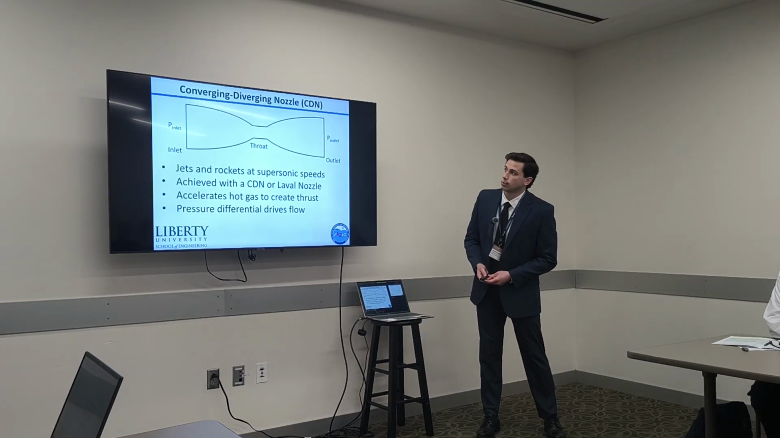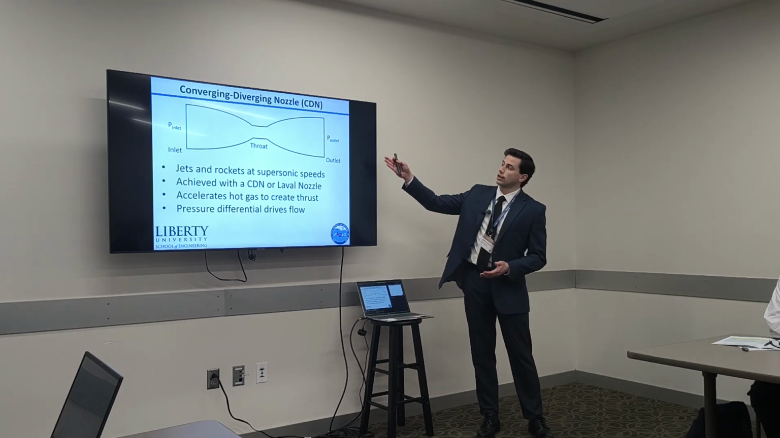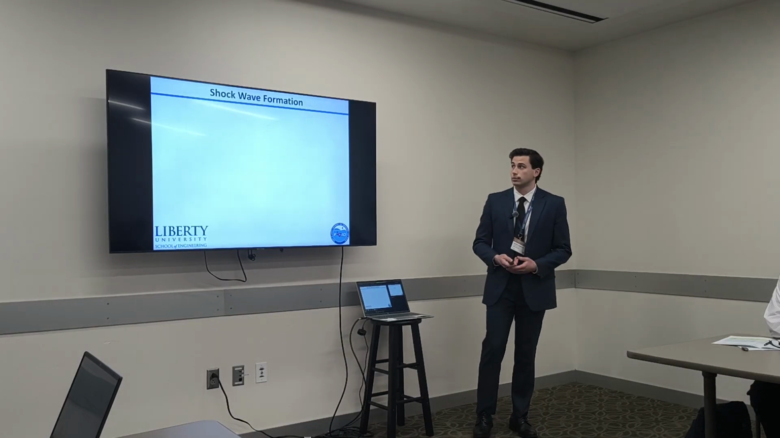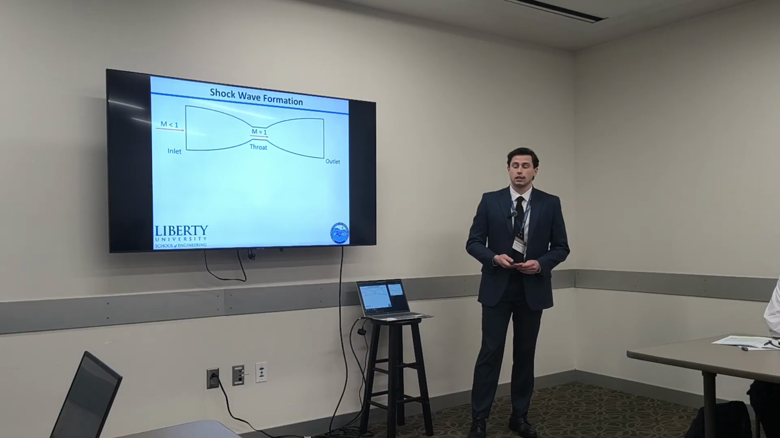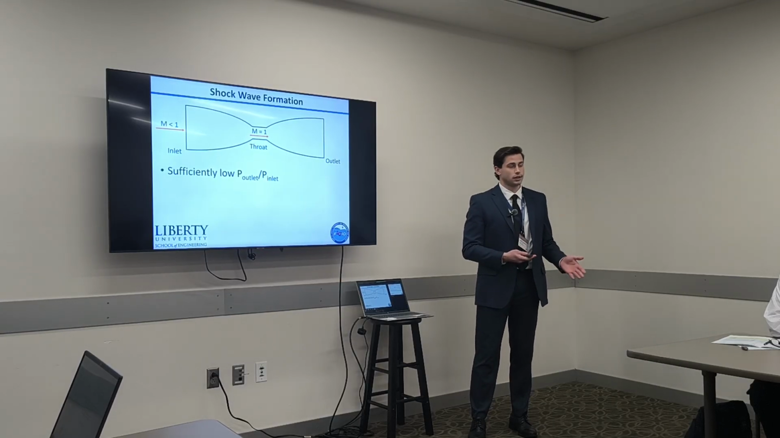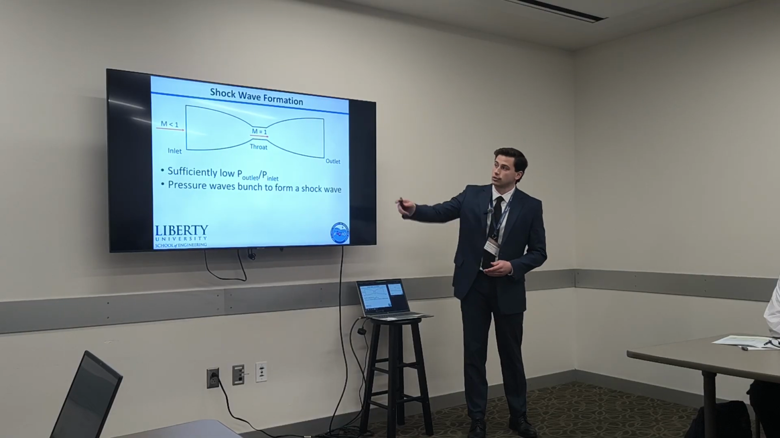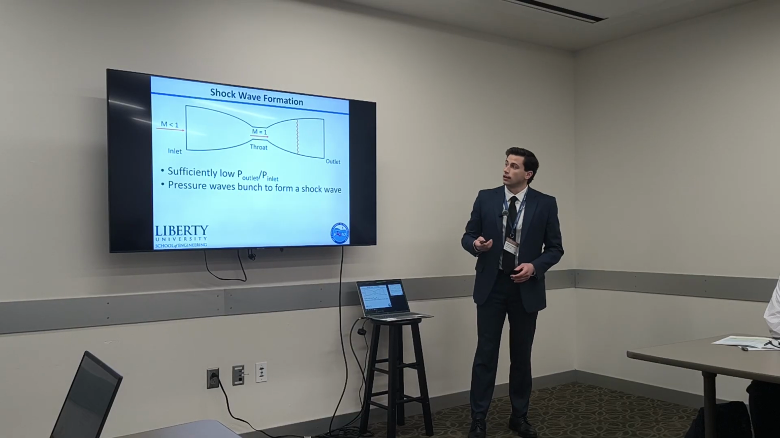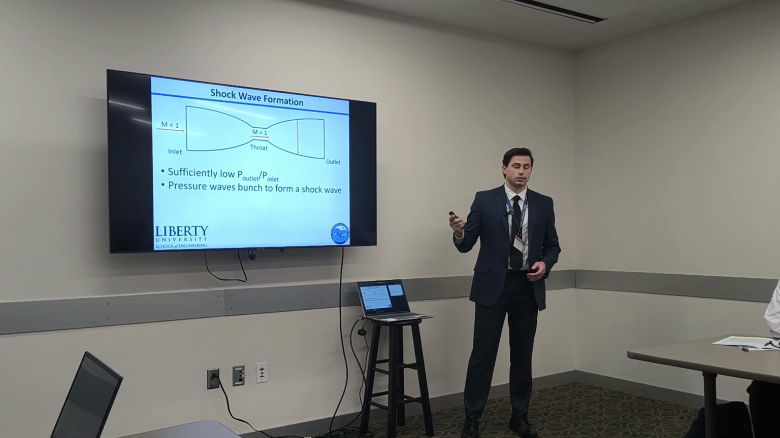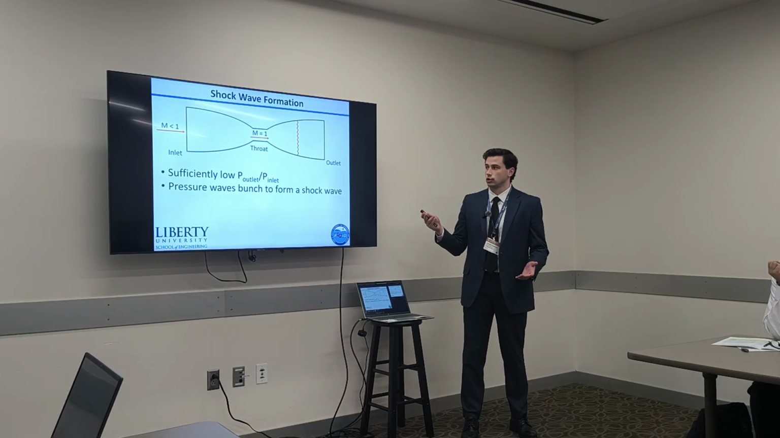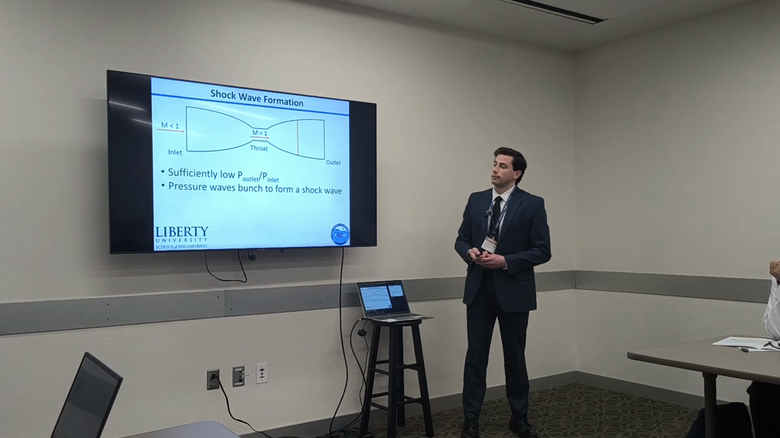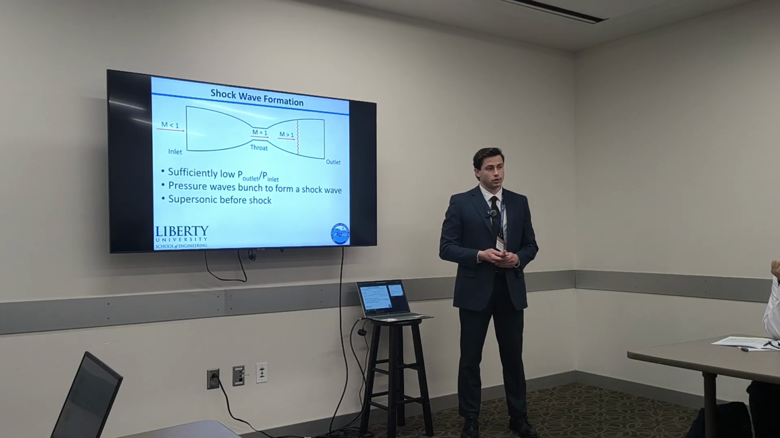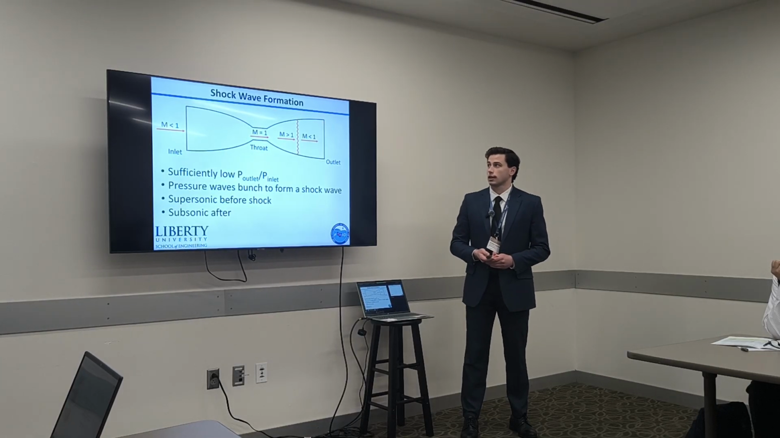Basically, pressure differential drives this flow. If your pressure at your outlet and pressure at your inlet are the same, nothing's going to happen. But if your pressure at the outlet is less, you get flow through. An interesting phenomenon happens if the outlet pressure in relation to the inlet pressure is sufficiently low. You'll have subsonic flow coming in from the inlet, and then it will get sonic at the throat, and then a shock wave will occur in the diverging region, and that location will depend on your geometry and your pressure ratio. Essentially, the pressure waves bunch together and form a shock wave, and that means you've got supersonic flow before the shock and subsonic flow afterwards.